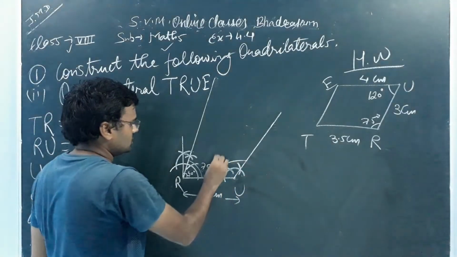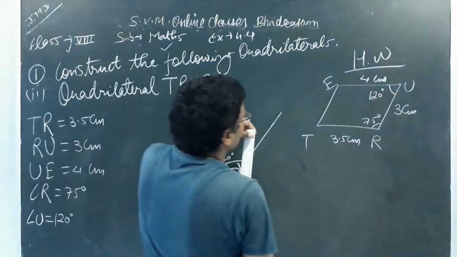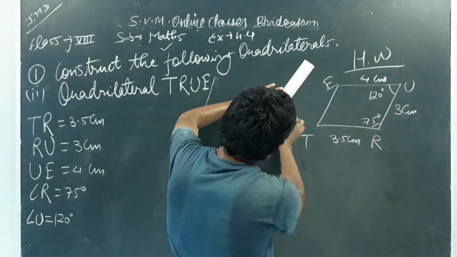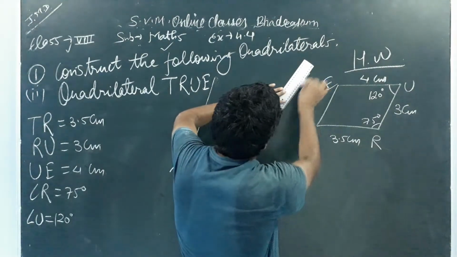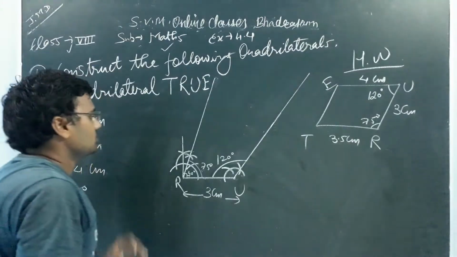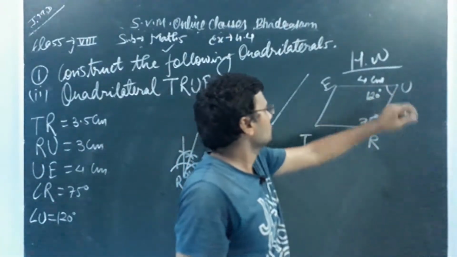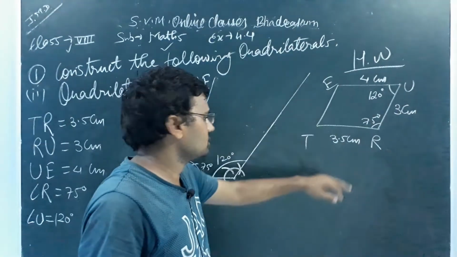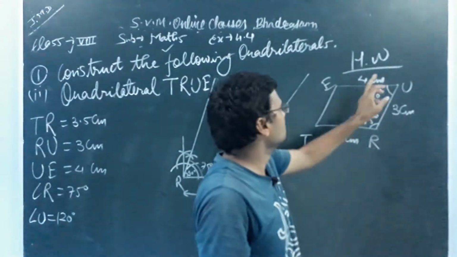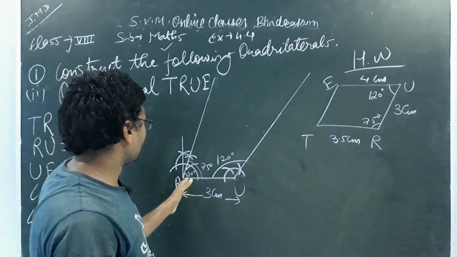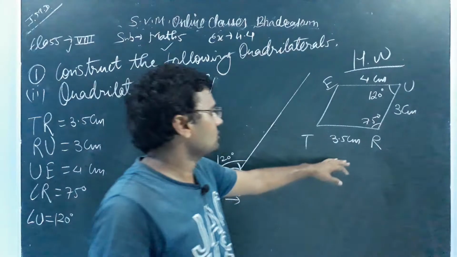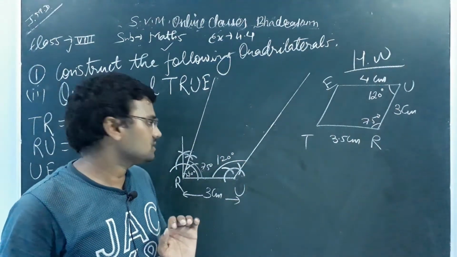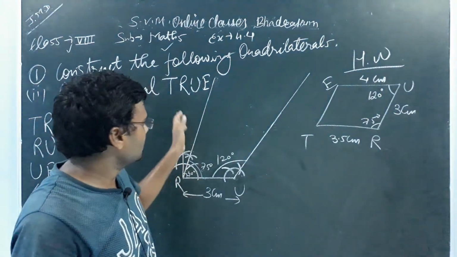This angle is of 120 degree. Now what we will do is, listen, from U this distance is from R to T, this distance is 3.5 centimeter, and from U to E this distance is 4 centimeter. So from R we will take a distance of 3.5 centimeter as radius in our compass, and with center at point U we will make an arc.